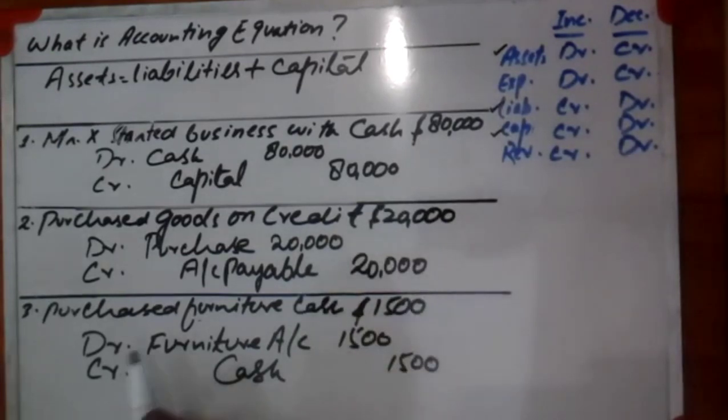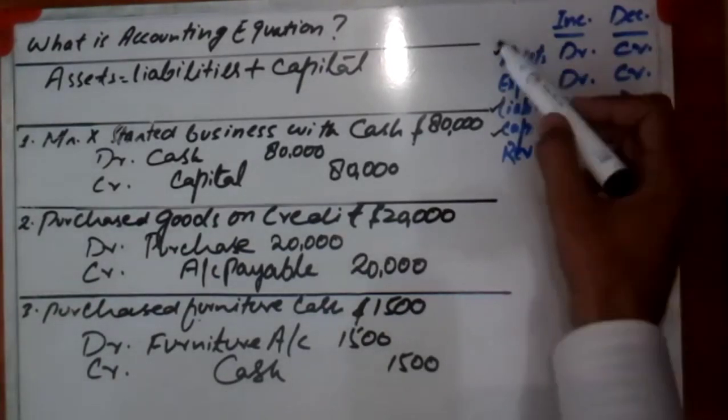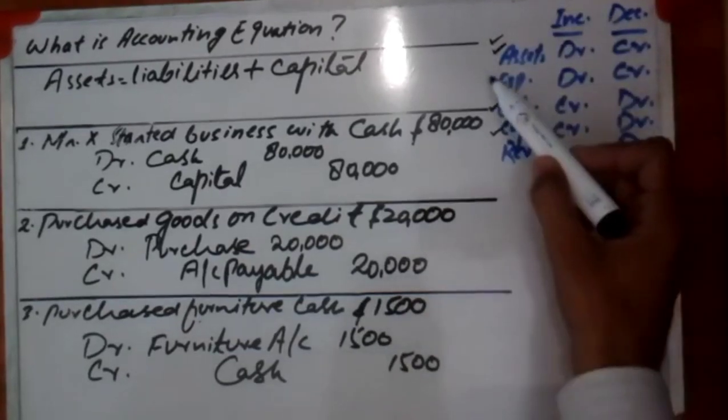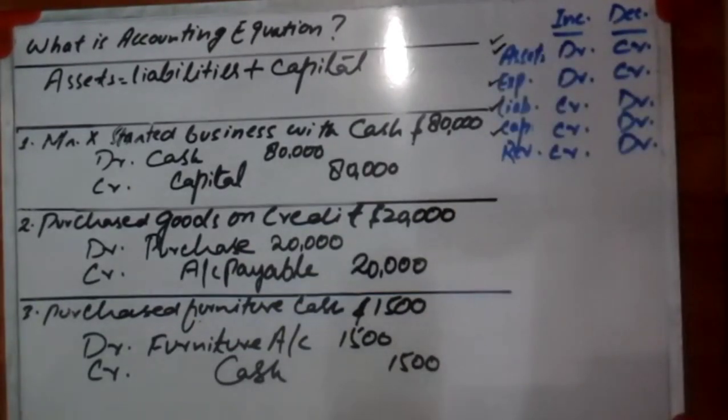credit. Purchased furniture for cash, 1,500. Furniture itself is an asset of the business, so furniture account debit 1,500, and cash. He purchased furniture with cash, not on credit, so simply credit cash. Furniture asset is increasing, and cash is decreasing by 1,500.